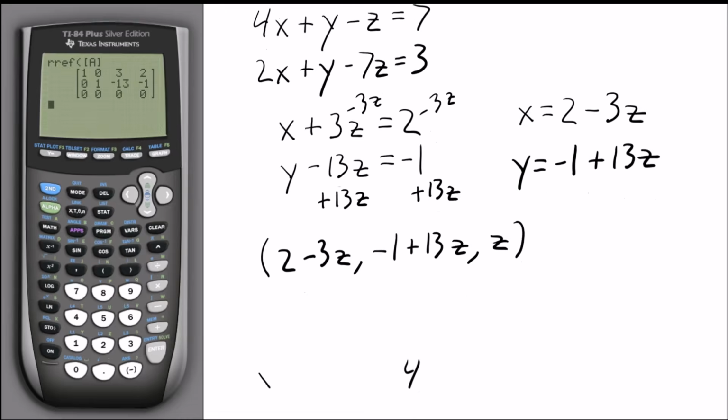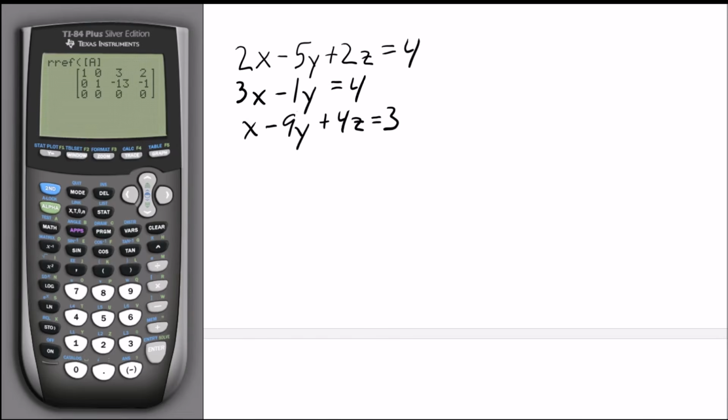Let's look at another example. This example I also have in the calculator as matrix B. This is also a 3x3 system, and so we can solve it the same way. So we'll go to second matrix, over to math, down to RREF, and then we'll select matrix B.